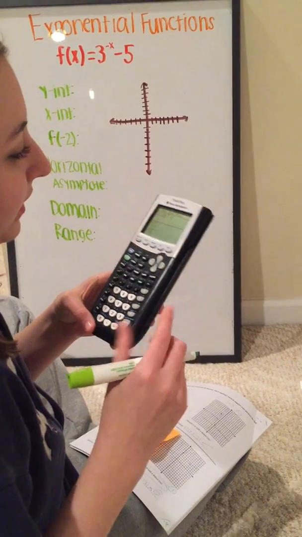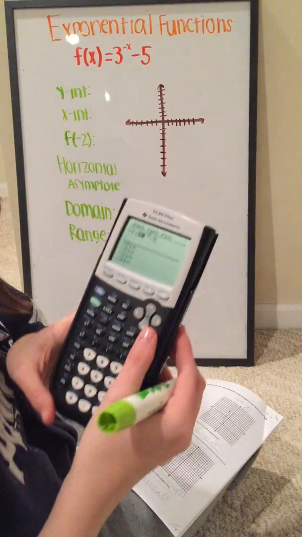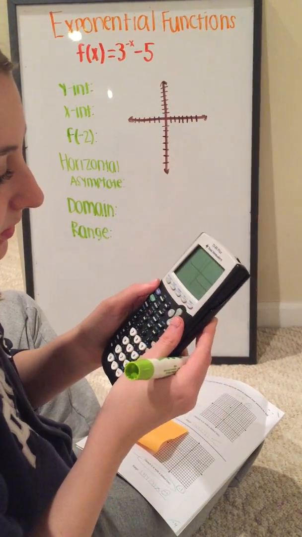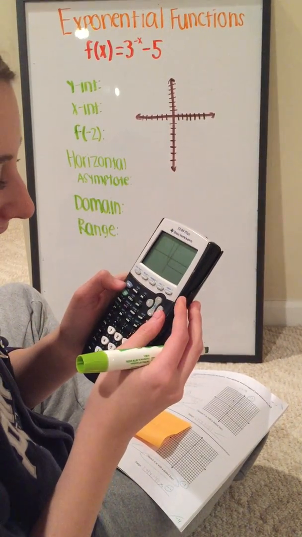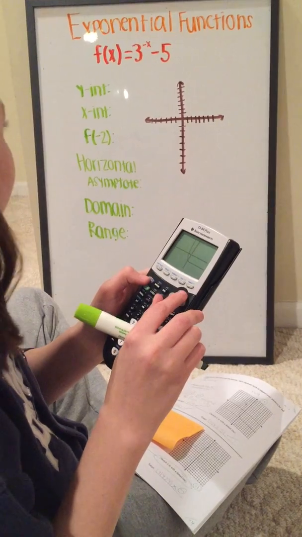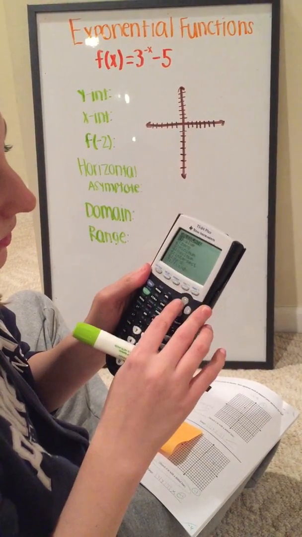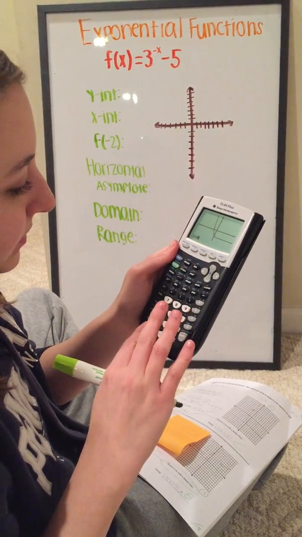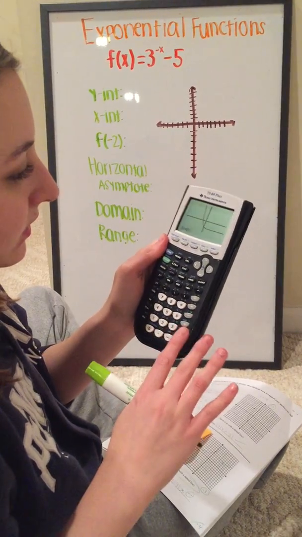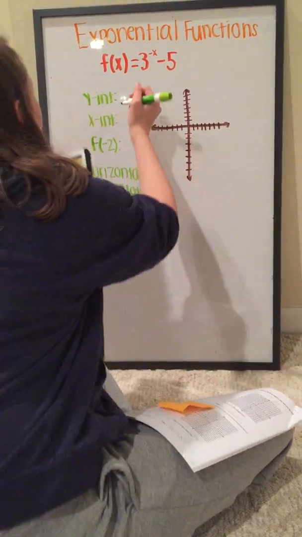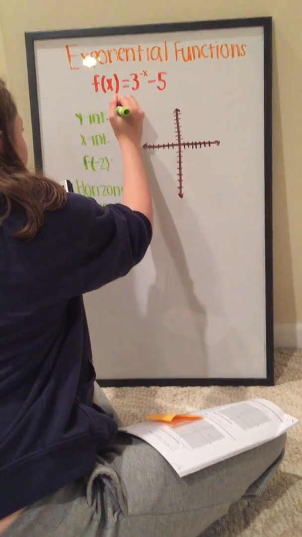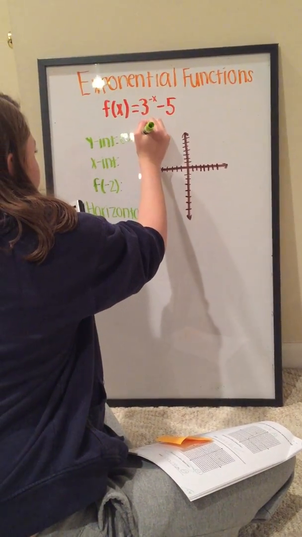So first you want to plug 3 to the negative x minus 5 into y1. And that's what it comes up as. Then to find the y-intercept, you press second calc value and you put 0 in for x. And then you get y is equal to negative 4. So the y-intercept is 0, negative 4.